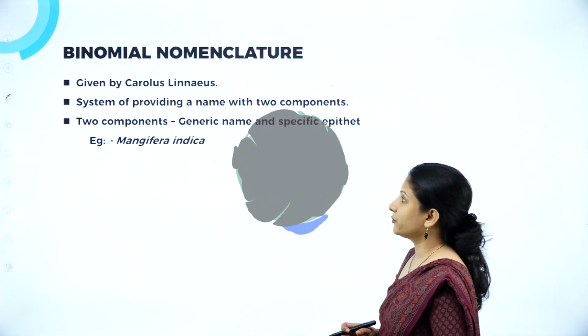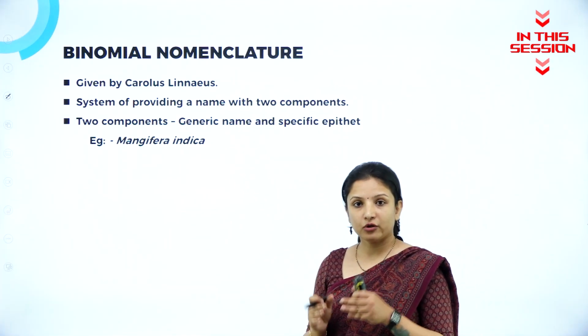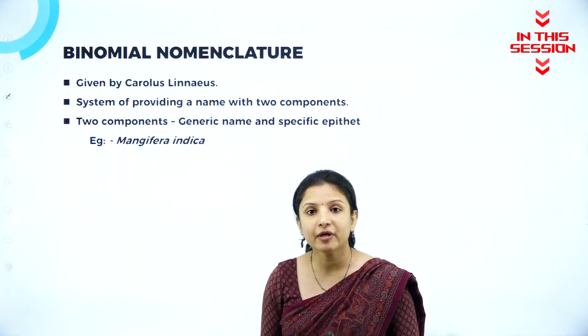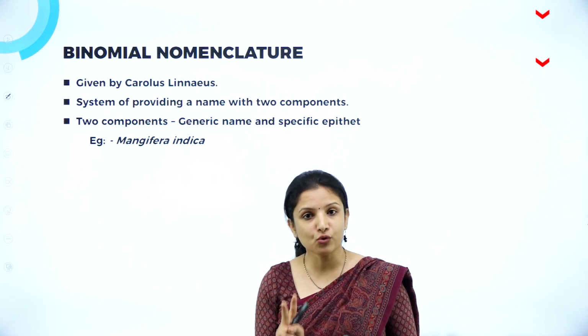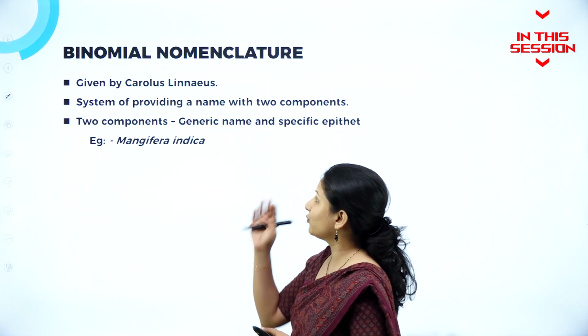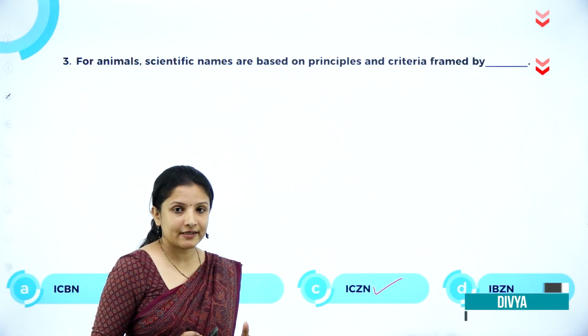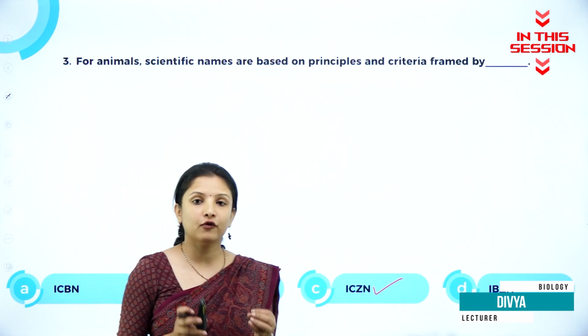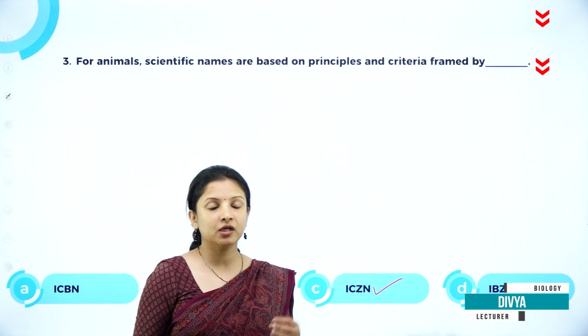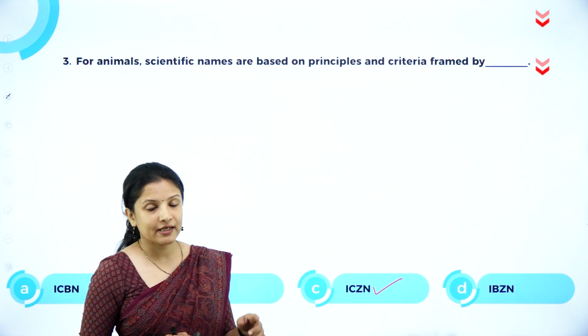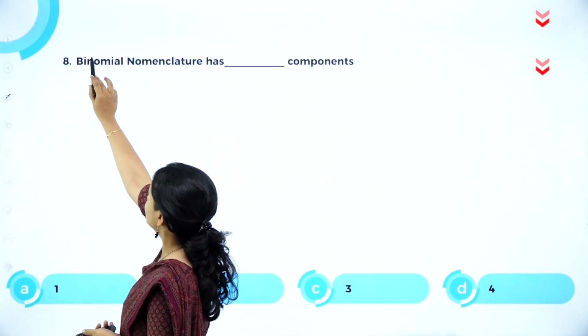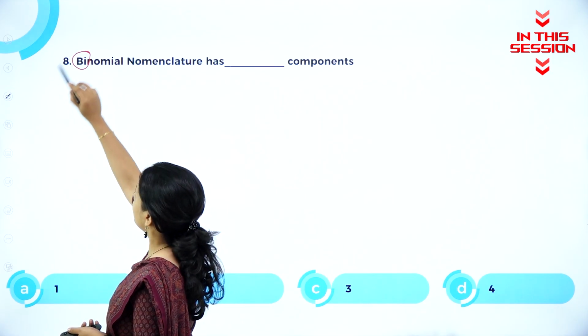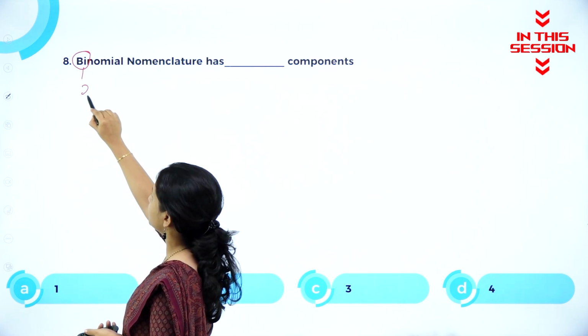What is binomial nomenclature? Binomial nomenclature is nothing but naming of an organism using two names or two components. In the word itself, the meaning is there. So botanical means botany. It is nothing but study of plants. Therefore, International Code for Botanical Nomenclature gives rules and criteria for naming a plant. Binomial nomenclature is two components, right? Why? Because bi means it is two.